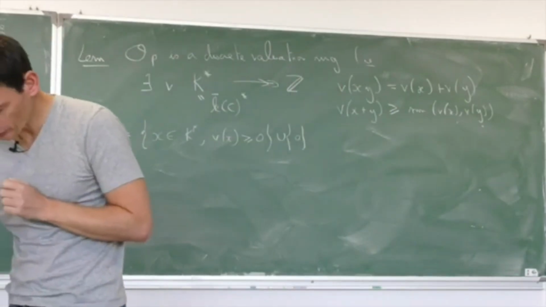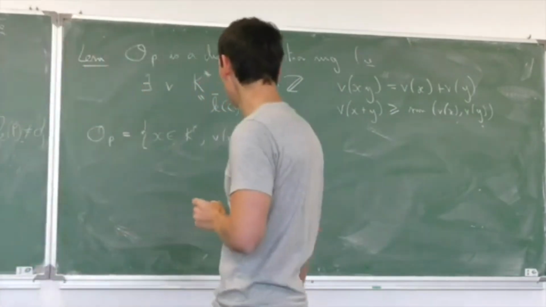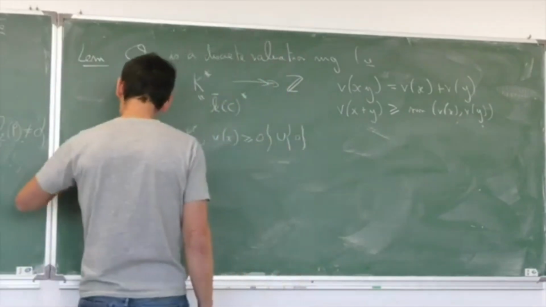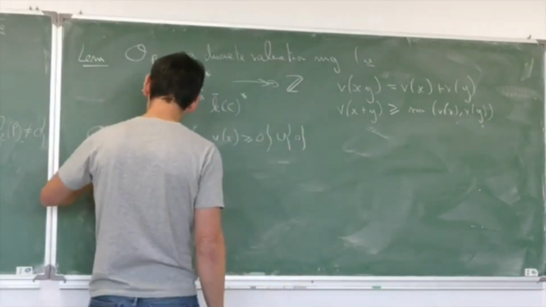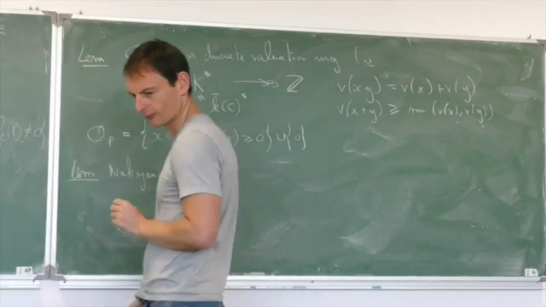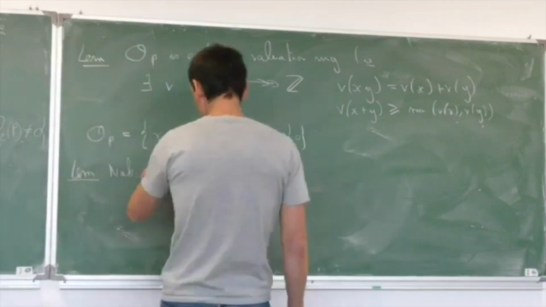In order to do this, we are going to do a bit of algebra, and there is one important lemma in commutative algebra that we are going to use, Nakayama's lemma.